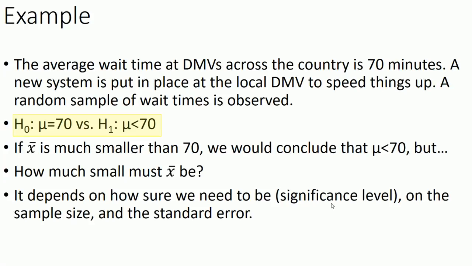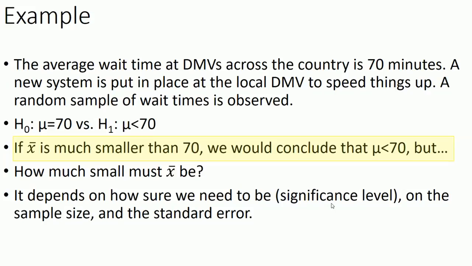For the alternative hypothesis, we're going to choose mu less than 70 because we put the system in place to speed things up, meaning we want to test if the new system makes the average wait time lower than 70. All right, we're not interested in greater than 70. We're only testing if it's lower than 70. And so it stands to reason that the statistic we would want to calculate is going to be based on the sample mean, right? We observe a random sampling of wait times from customers, and we calculate a sample average.